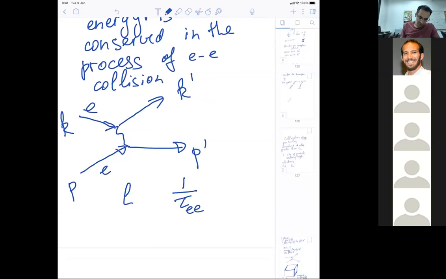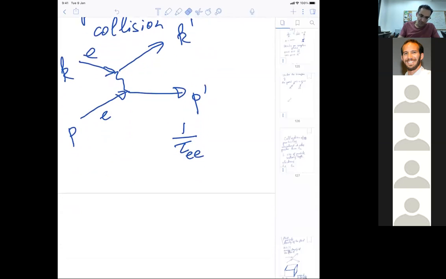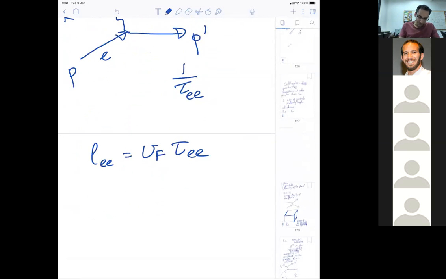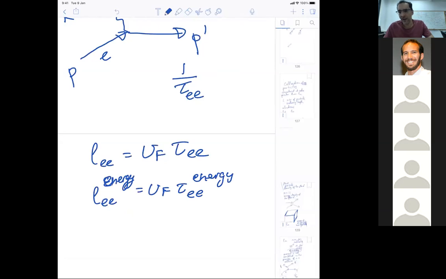We can attribute to this a corresponding length scale. So there is an electron length scale, which is v Fermi tau e. It's the length scale at which particles collide. We can also compute the scale of the electron energy relaxation. So this is more or less the length scale at which energy is being equilibrated.